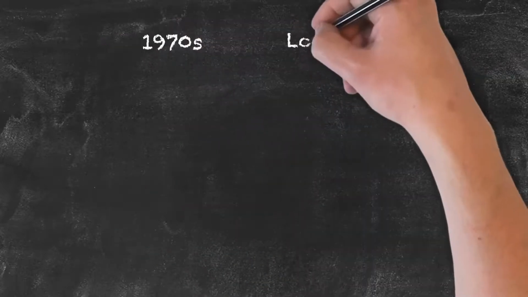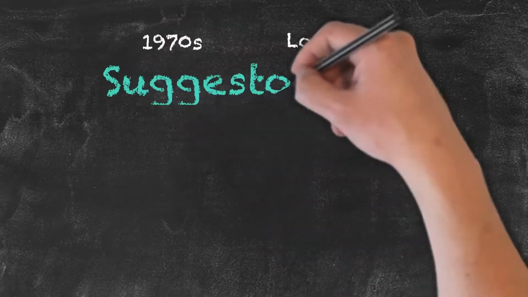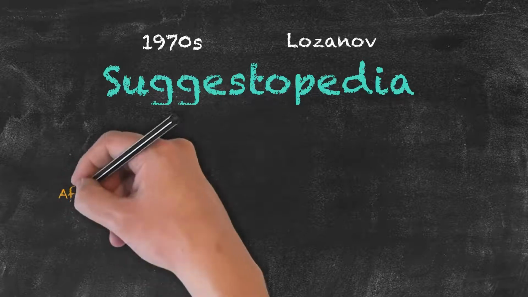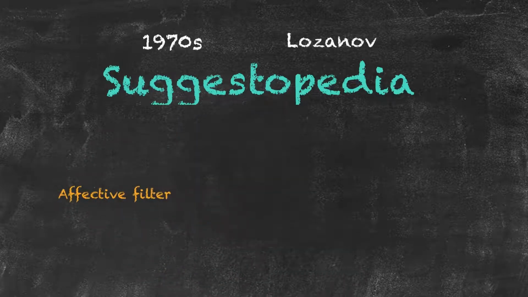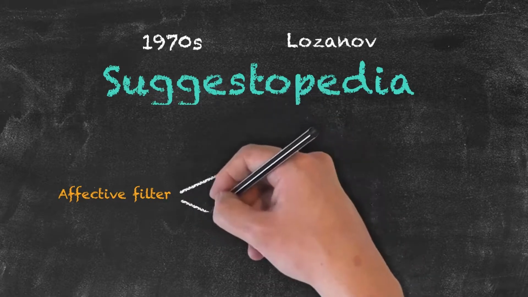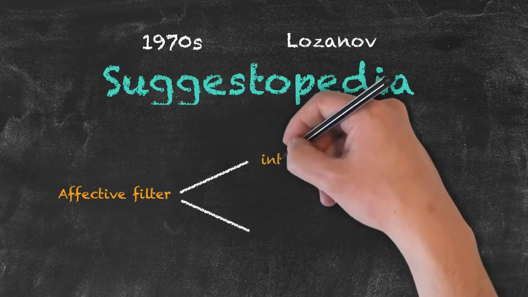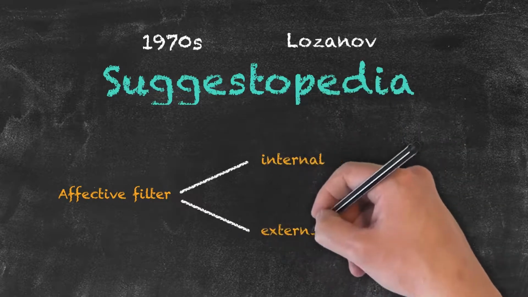Also in the 1970s, Lozanov came up with a new methodology called Suggestopedia. As psychological theory was developing, one of the ideas that came up was something called the affective filter. Basically, the affective filter is a barrier to learning. It's the reasons why we inhibit our learning of a particular language. There are two main elements to the affective filter, two sets of factors, if you like. Those are known as internal and external factors.